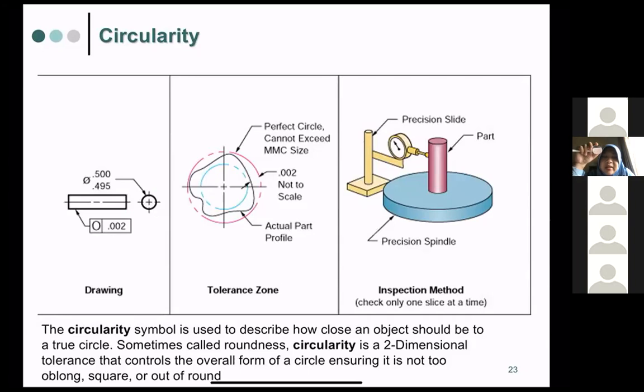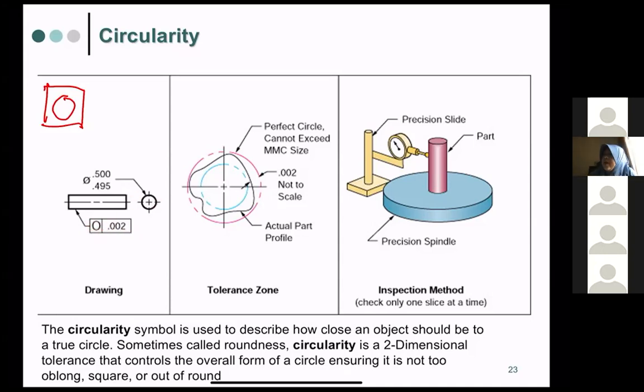when we have the machined parts, sometimes it can't be a perfect size, so there would be some roughness and something like this. Okay, so circularity is noted by this circle, like that. It is actually the tolerance for the circularity.